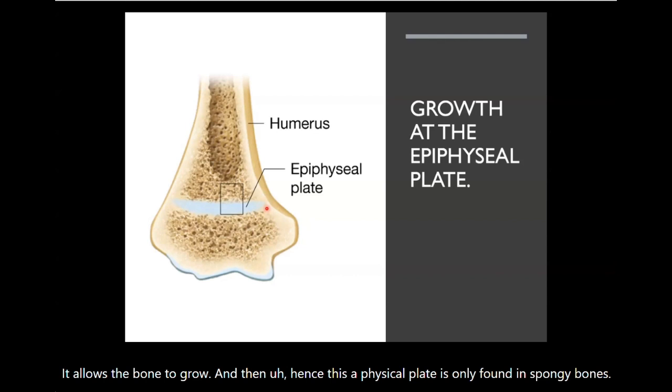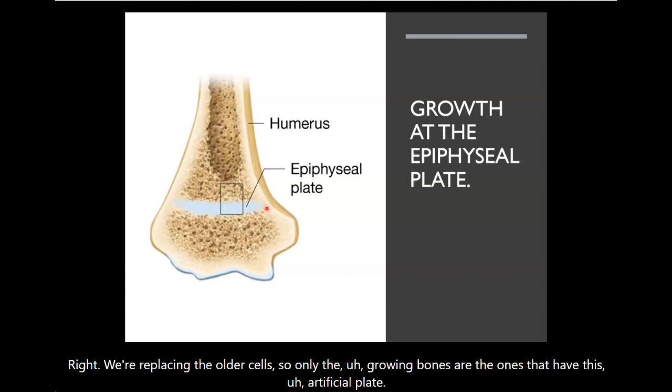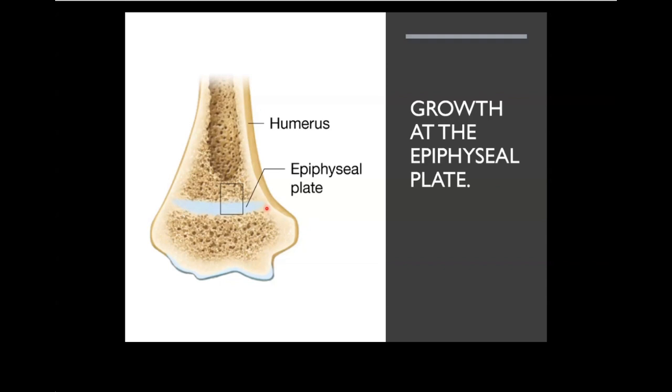And hence this epiphyseal plate is only found in spongy bones, okay? Because if we have a compact bone, does it mean that bone is growing? No, right? I mean, we'll make new cells, right? But it doesn't mean it's growing. We're replacing the older cells. So only the growing bones are the ones that have this epiphyseal plate. And whenever this epiphyseal plate turns into the epiphyseal line, okay, that's an indication that that bone has stopped growing. Okay, and usually that happens when we hit adulthood.